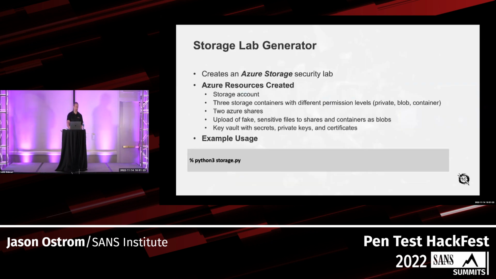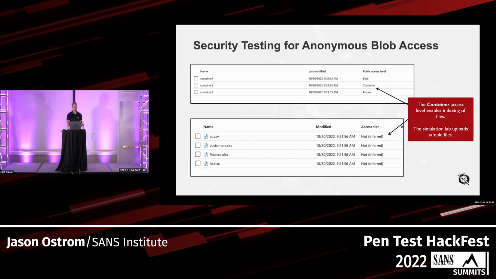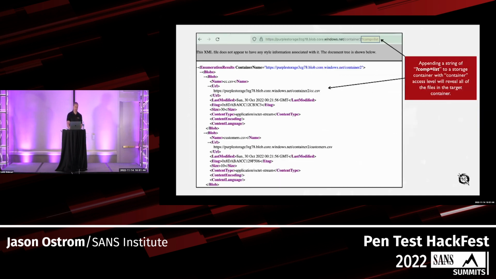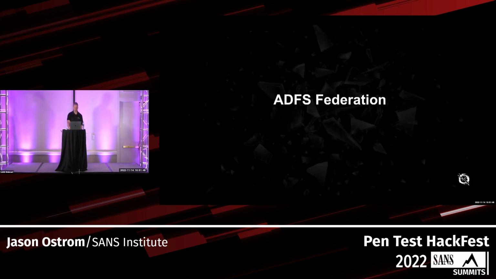And then we have the storage lab generator. It generates vulnerable storage. You can test it for leaking out sensitive data via Azure storage. There was an incident with Microsoft just recently where they leaked 2.7 terabytes of customer data. They made a mistake through this. You can simulate this yourself. It'll upload sensitive files. You can scan and trigger this vulnerability here.